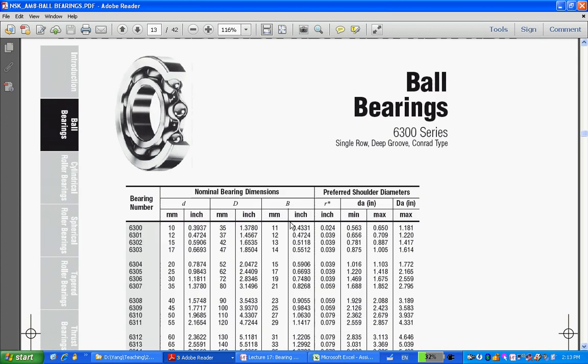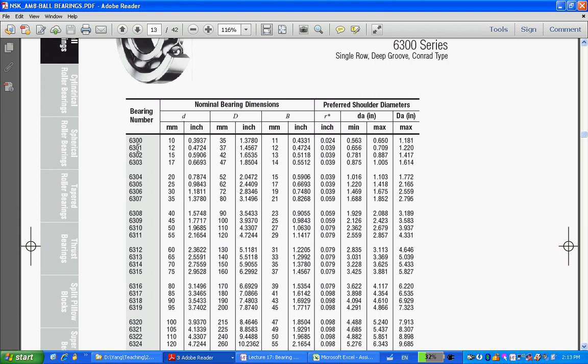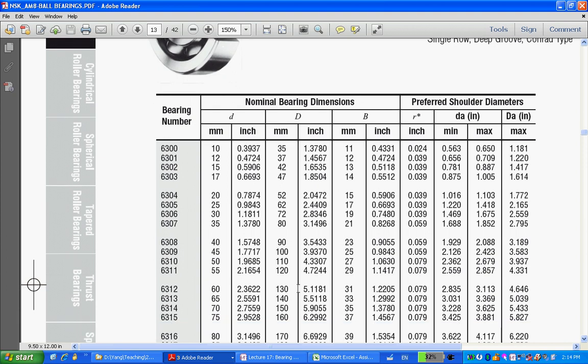So let's see, I've decided to use the 63 series. If the shaft diameter is 2 centimeters, which is 20 millimeter, then 20 millimeter is right here, right? Okay. So let me just blow it up over here. Okay. So that's 20 millimeter, and the number for the bearing is 6304. Okay. So let's see. This is a basic pick of the bearing based on the shaft requirement. Then you go to the next page.